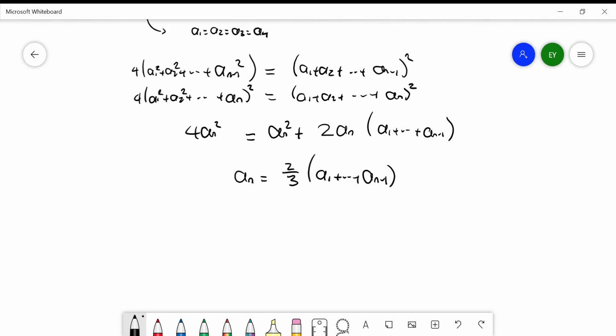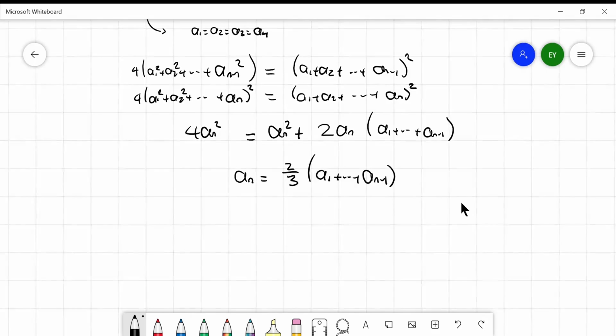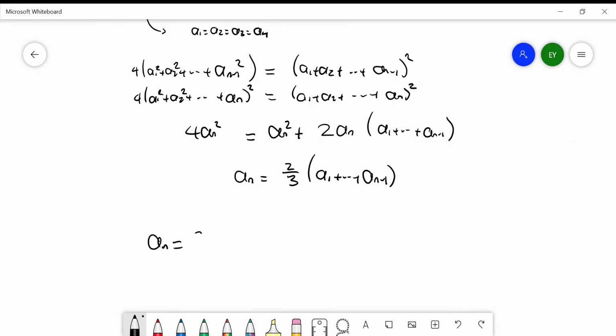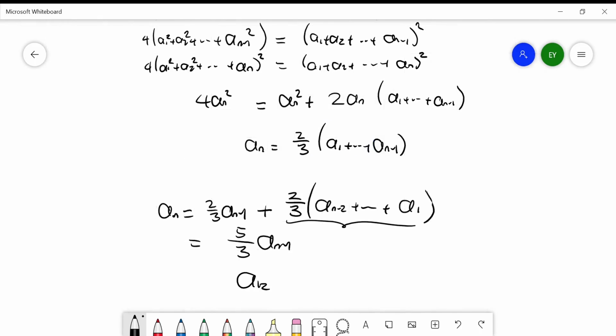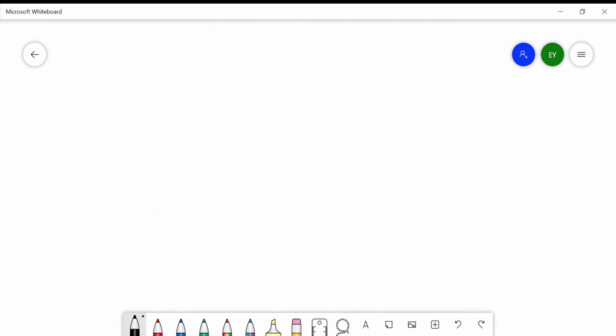And basically, we can do this by induction. So an is equal to 2/3 of a(n-1) plus 2/3 of (a(n-2) through a1), which you probably recognize as a(n-1), right? So as a result, this tells you an is 5/3 a(n-1). As a result, a12 should just be equal to 5/3 times a11 equals 5/3 squared times a10, etc.